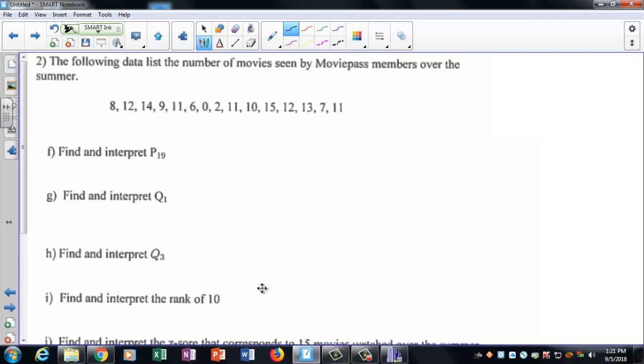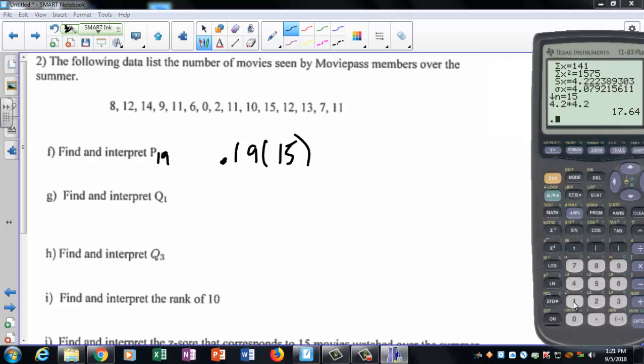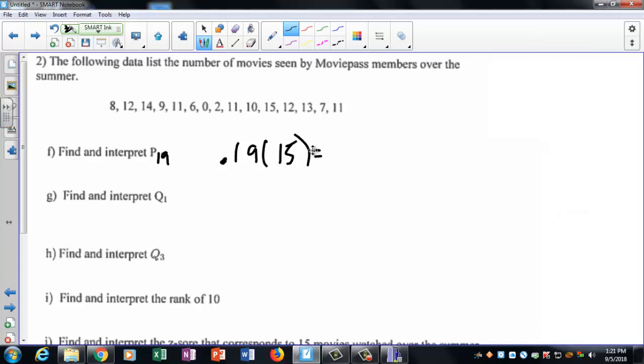Finishing this off, we've got find and interpret P19. This is P19 for those of you that are trying to read this at home. How do you do that? You do 0.19 times 15. And if you remember, this is what I said with the Publix rule. You take this and you always round up. Any decimal you get here will round up. That's the third spot, the third place in the data set.